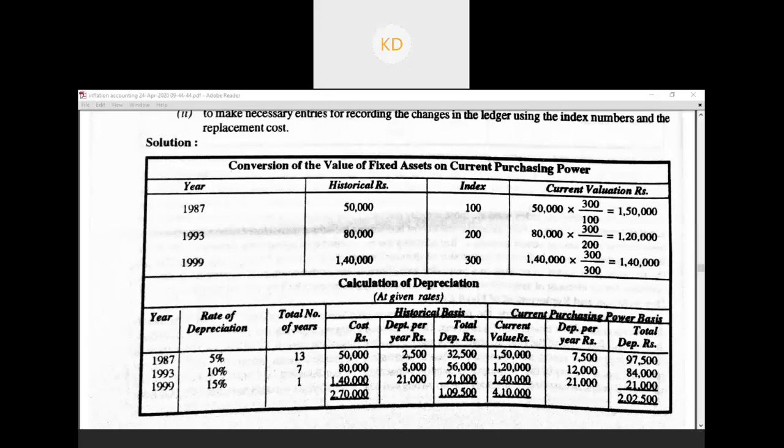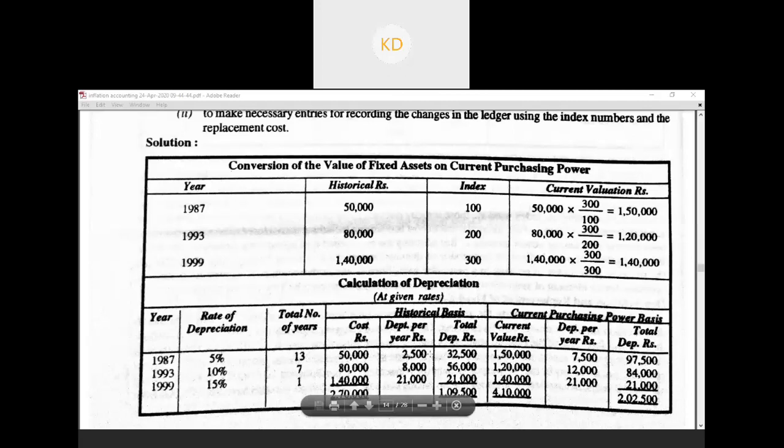So here, according to the total replacement, meaning replacement at the end, the closing replacement value, I am calculating depreciation. Rates of depreciation are given in the problem: 5%, 10%, 15%. Number of years are given in the problem. Historical cost is 50, 80 and 140. Depreciation 50,000 into 5%, 2,500. So I get a depreciation of 2,500 multiplied for the total number of years which are completed, 13 years.